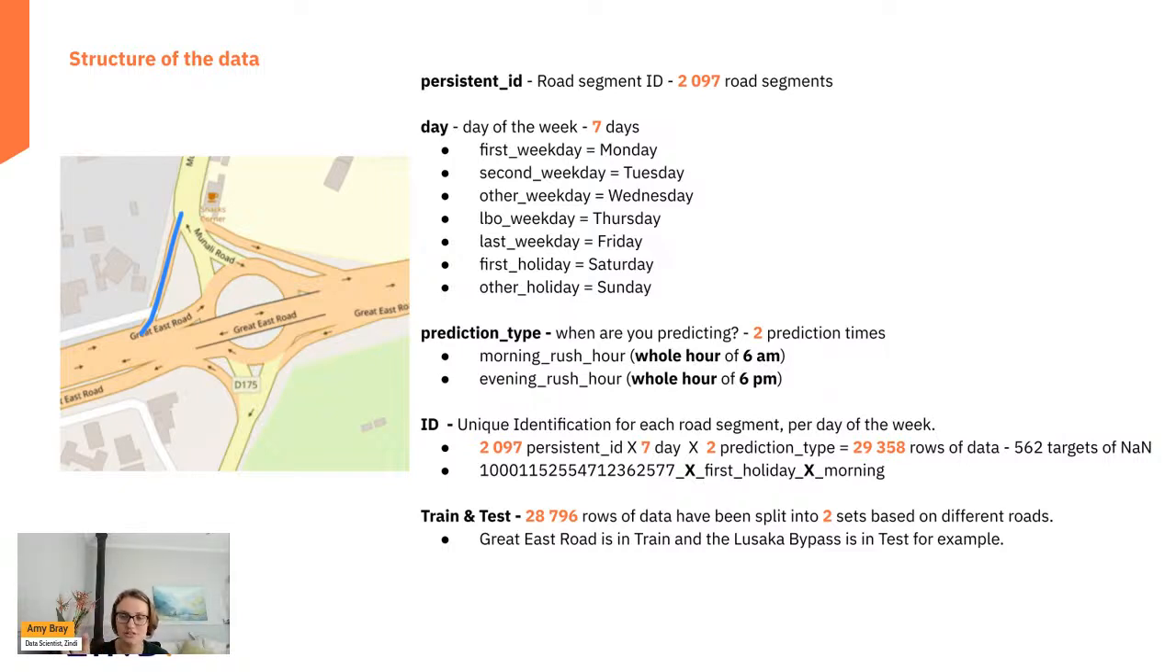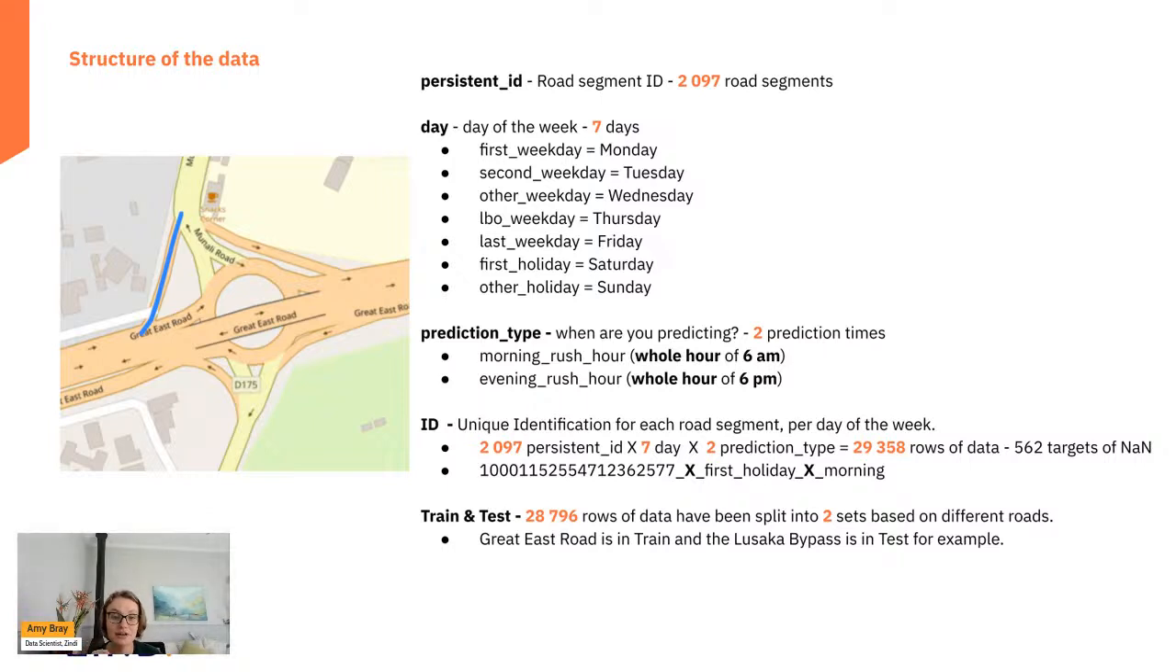So we've got 2,000 road segments, 7 days, and now you are predicting 2 times. You're predicting 2 rush hours. You're predicting your morning rush hour, which is the whole hour of 6 a.m. So that starts at 6:00 all the way to 6:59, and the whole hour of 6 p.m., which starts at 1800 hours all the way to 1859. So just keep that in mind. That's an important part.